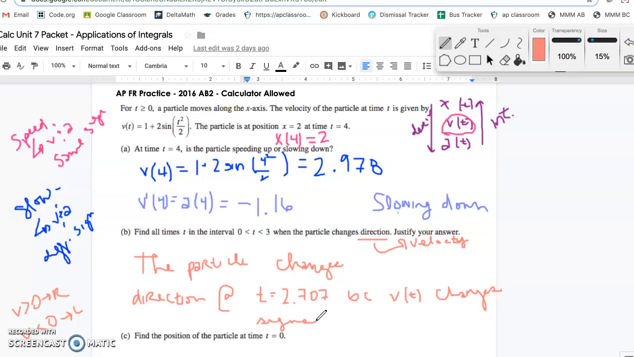So the particle changes direction at t equals 2.707 because v(t) changes signs. If you'd like to, you can say from positive to negative. All right, moving on to part C.